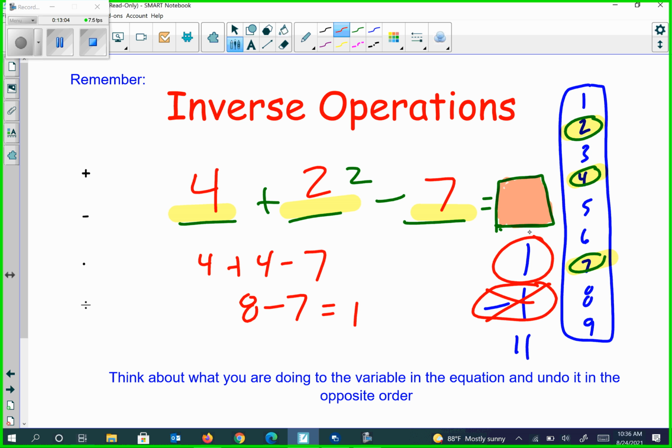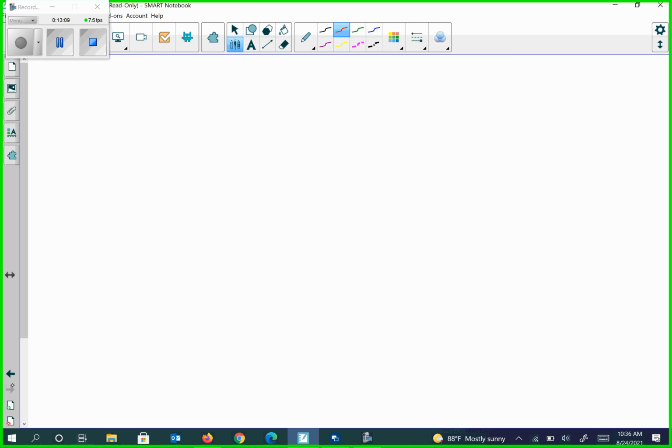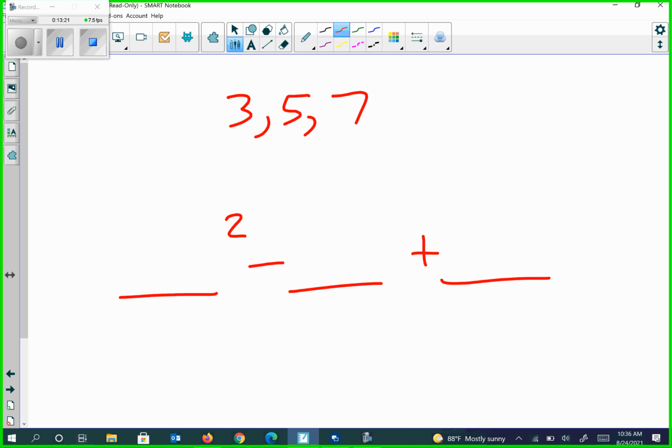Huh. Let's try another one. Let's go back here. Let's try 3, 5, 7. And let's go with this squared minus this plus this equals this unknown. See if you can get the smallest number possible. Give it about another 30 seconds, see how you come up.